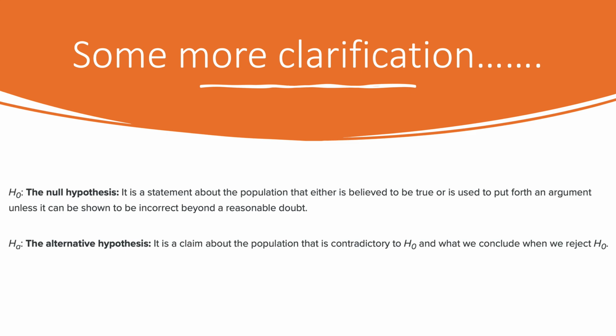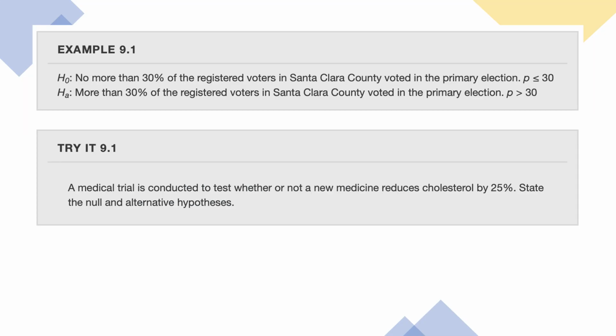The alternative hypothesis is a claim about the population that contradicts the original null hypothesis. And it's what we can conclude if we reject the null hypothesis. Okay? So, I think we're getting a little better understanding. Not a perfect understanding, but a little bit better understanding. I think these examples will help.